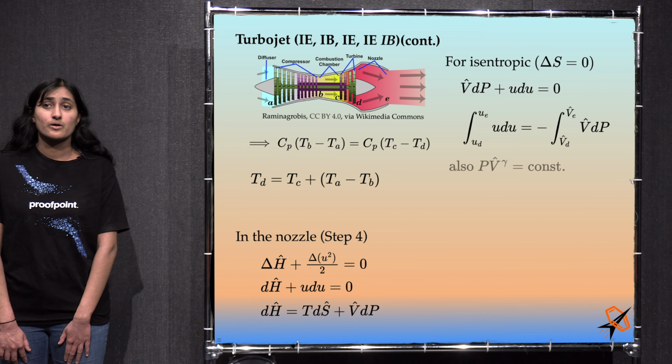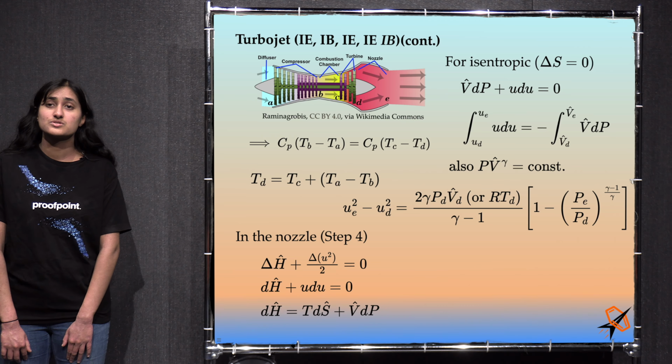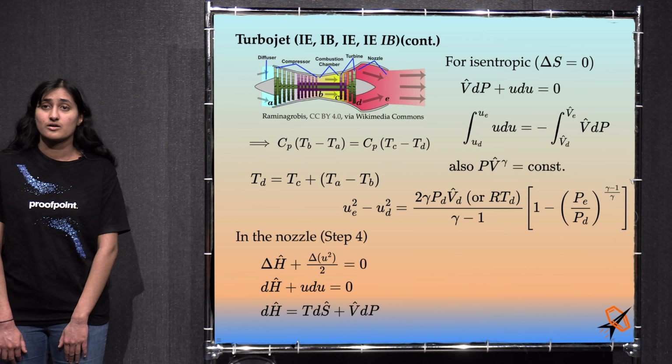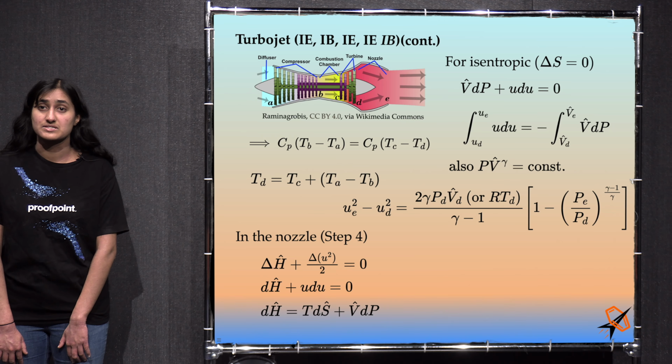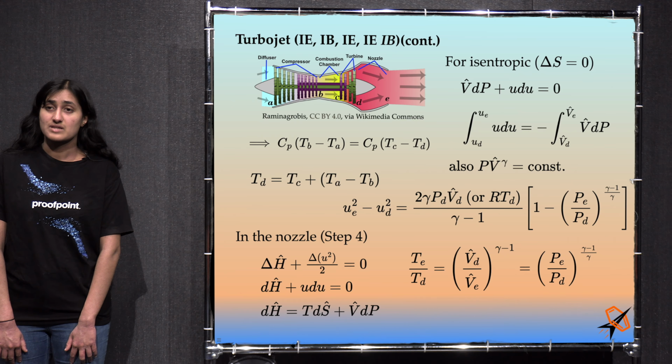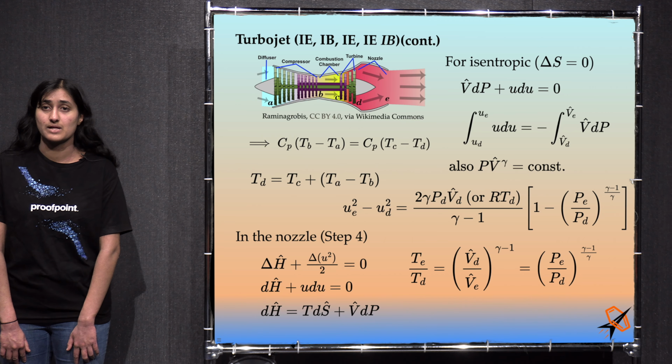Integrating the expression and recalling that PV hat to the gamma is a constant in an isentropic process, we get that UE squared minus UD squared equals 2 gamma P dV hat d, or using the ideal gas law, RTD over gamma minus 1 times 1 minus PE over PD to the gamma minus 1 over gamma power. The usual relationships among the temperature ratio, the volume ratio, and the pressure ratio for an isentropic process still apply.